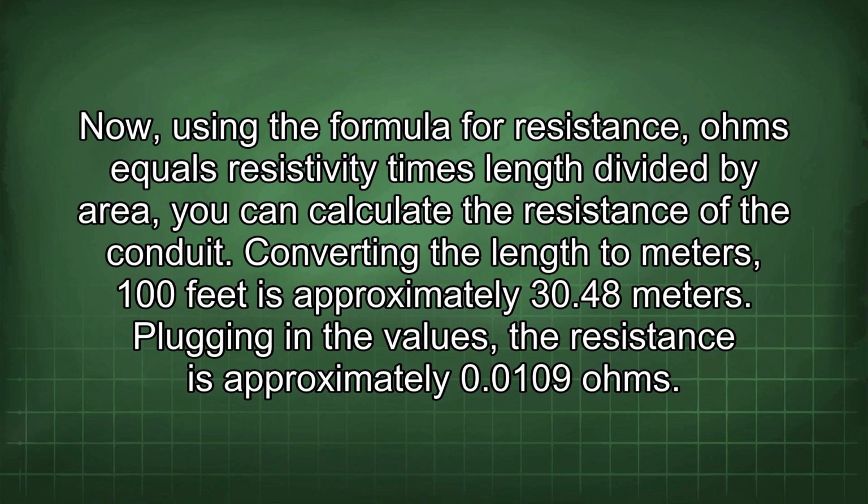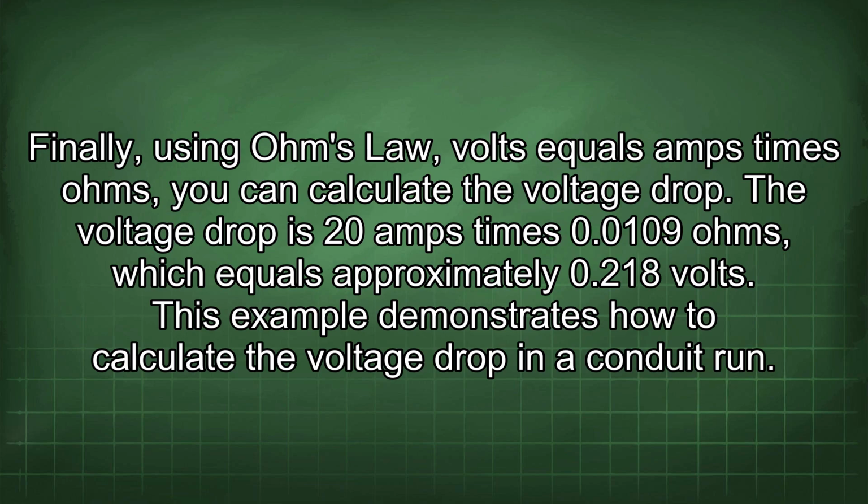Plugging in the values, the resistance is approximately 0.109 ohms. Finally, using Ohm's law, volts equals amps times ohms, you can calculate the voltage drop. The voltage drop is 20 amps times 0.109 ohms, which equals approximately 0.218 volts. This example demonstrates how to calculate the voltage drop in a conduit run.